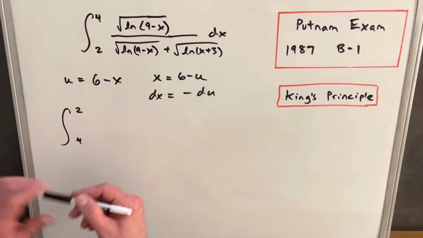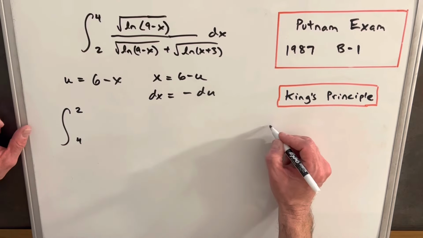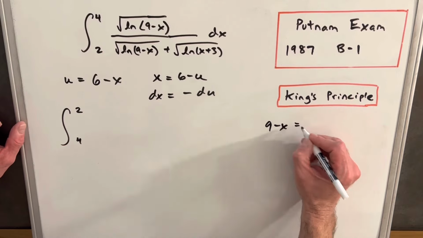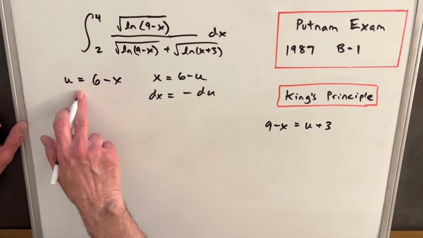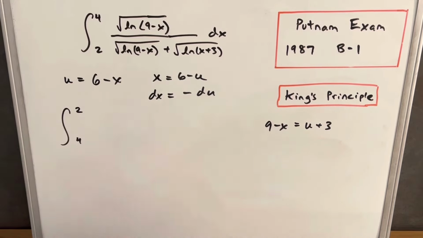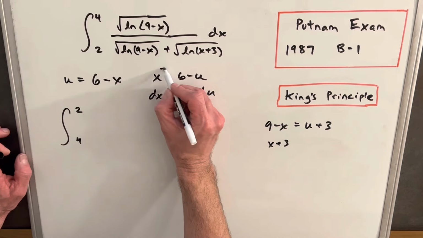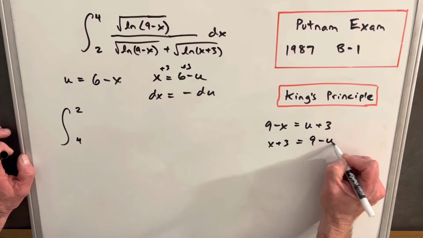And then real quick, before I write this out, let's just find our values for 9 minus x and x plus 3. So 9 minus x is going to be the same thing as u plus 3. Just noticing if we add 3 to this here, we'll have 9 minus x. And then getting a value for x plus 3, that's just going to be 9 minus u. Noticing if we added a 3 here and a 3 here, we have 9 minus u.